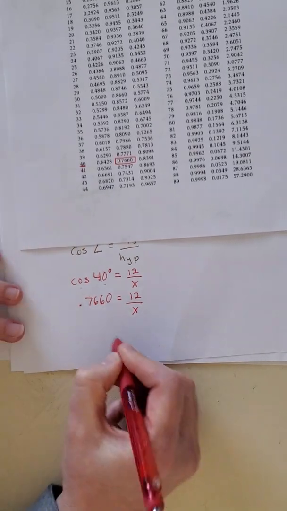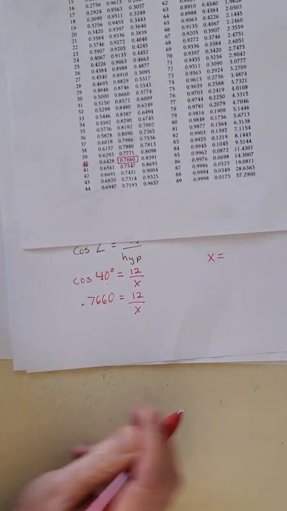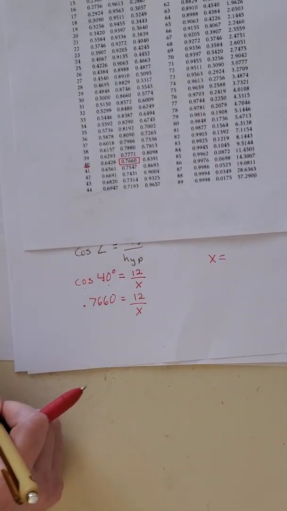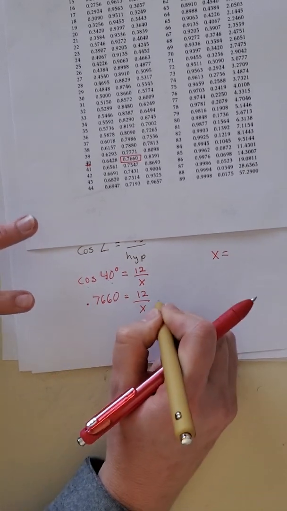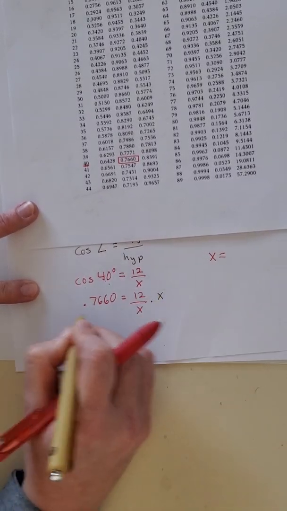Now, I need to get x equals something. So that means that x cannot be in the denominator. So to get it out of the denominator, I'm going to multiply both sides by x.